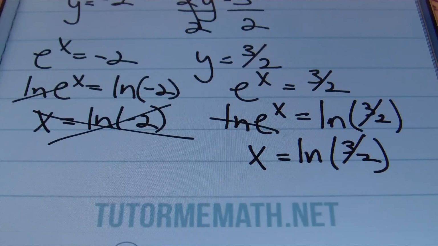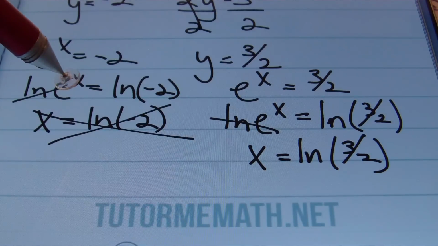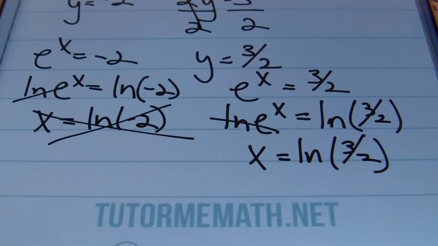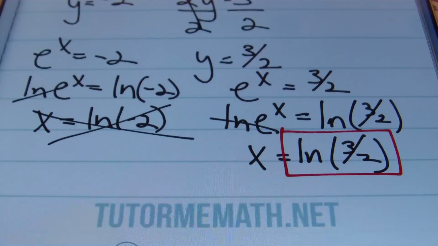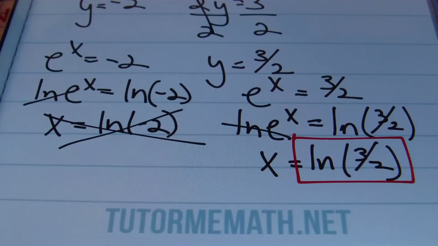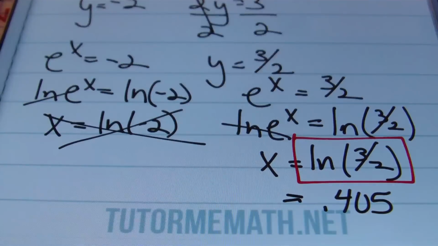That means that this is the answer to our equation here, that even though our first possible solution was extraneous, the second one is a-okay. So this is going to be our answer for this problem here. And I'm boxing it up. There you go, ladies and gentlemen. The natural log of 3 halves, or writing your answer in decimal notation rounded to the nearest thousandths, you'll have 0.405 as a result. And there you have it.